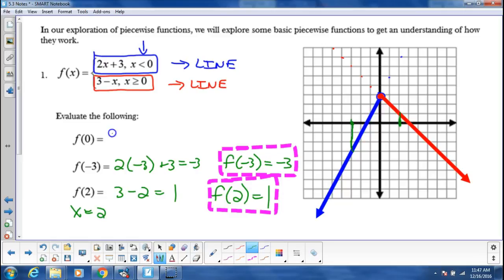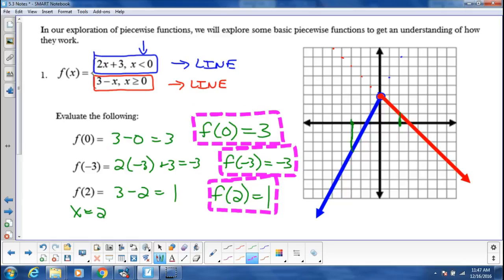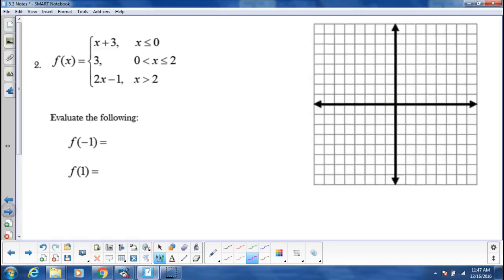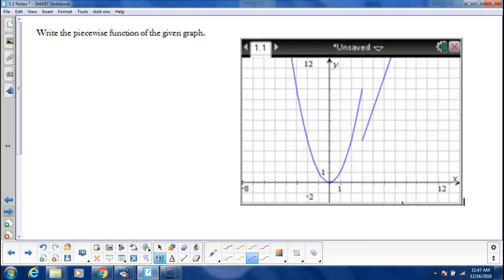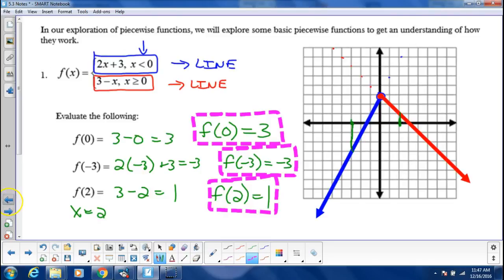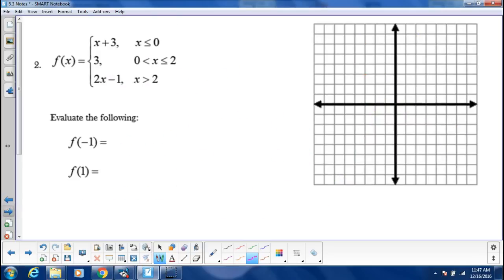So then this would be 3 minus 0, which is 3. In this particular one, I still get 3 no matter which one I put it into. But if this were a discontinuous piecewise function, okay, here's an example of a discontinuous piecewise function, because they go to different spots and don't meet up at the same spot, then it would matter which function I'm on. Okay? With me? I would like you now to graph that one.